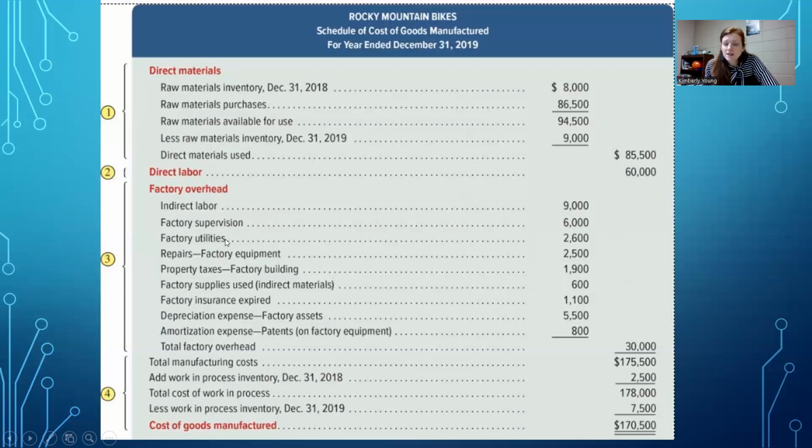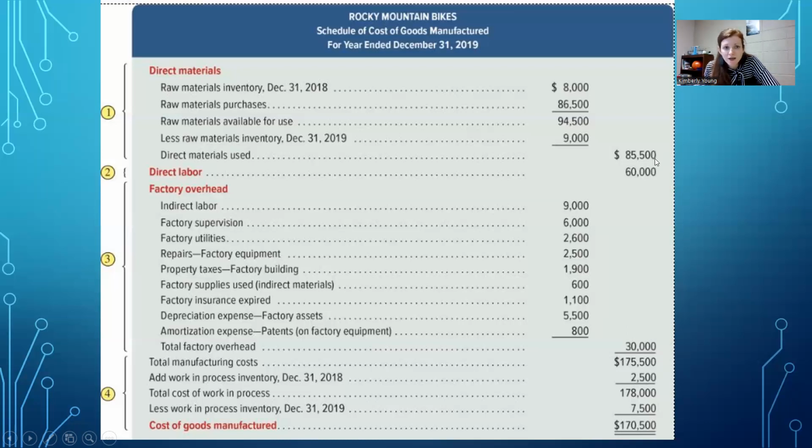The factory utilities, not the office utilities where the salespeople are, or the showroom floor, whatever, but the factory utilities where they're actually being made, repairs on the factory equipment, that's important, property taxes on the building that they're making the bicycles, factory supplies that were used, insurance that expired, depreciation on the factory assets, amortization on the patents of factory equipment. All those indirect costs that did go into making the product ultimately are added together to tell us our factory overhead was $30,000.